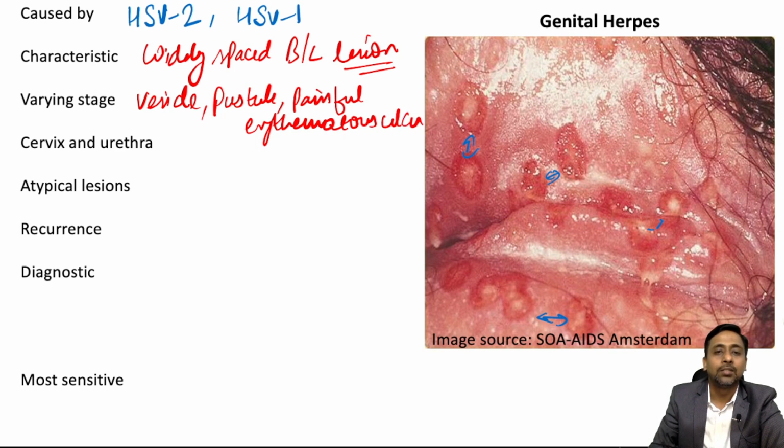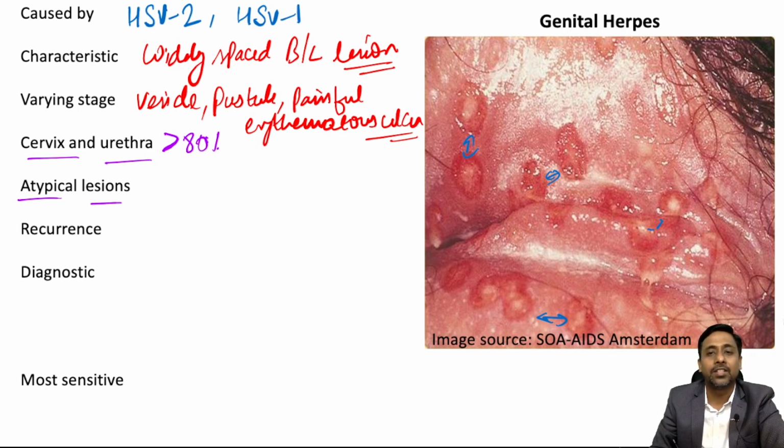Okay, so we may find ulcer, we may find vesicle, we may find pustule. Cervix and urethra is usually involved in more than 80% of women who present with first episode of genital herpes. So it is very commonly involved in case of women, cervix and urethra. And usually the most common manifestation is atypical lesion or clinically trivial lesion compared to the classical vesiculopustular lesion.